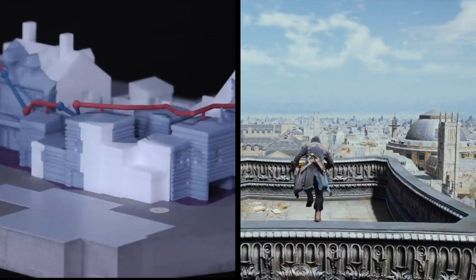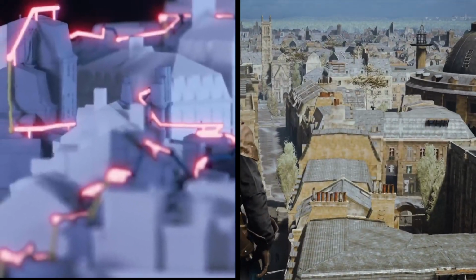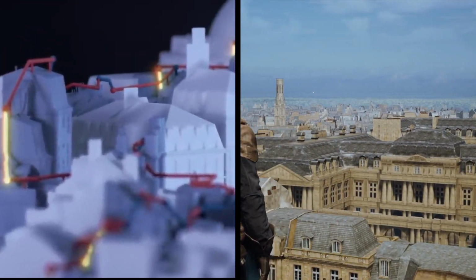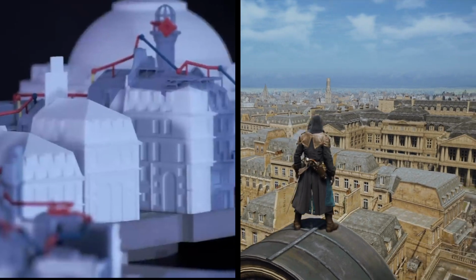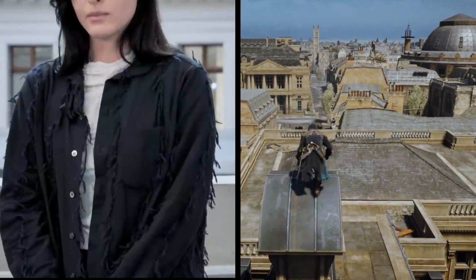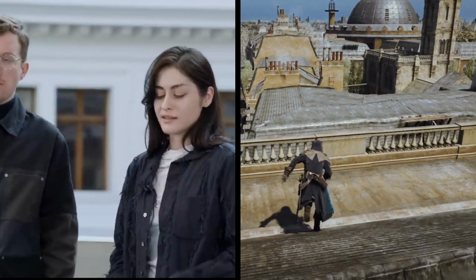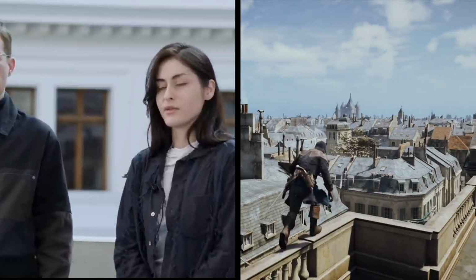The different colour codes represent different forms of movement. So we have from running to jumping to climbing, and really just expressing the different kind of choreography that Arno takes across the rooftops, and what relationship it has with the buildings themselves, and being able to navigate through them in this way.